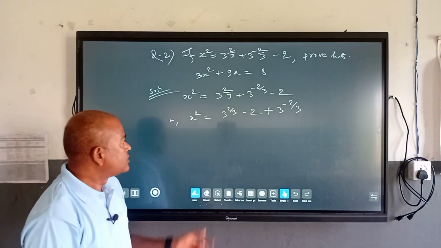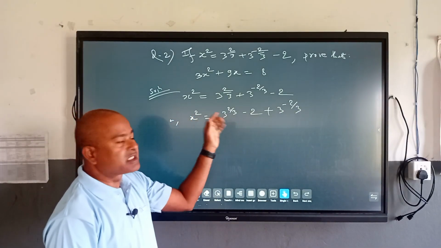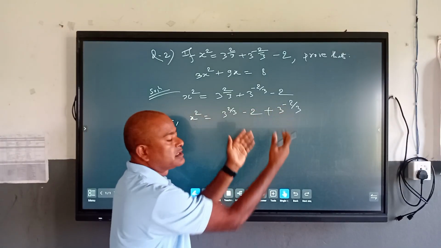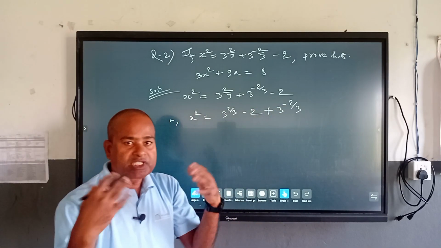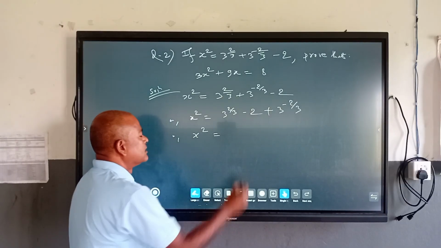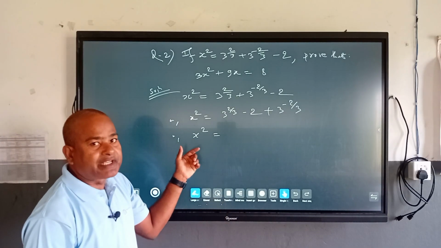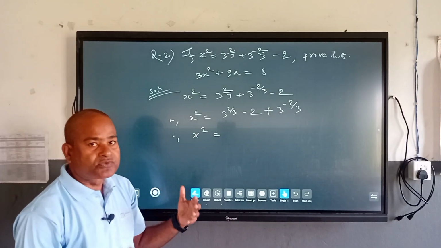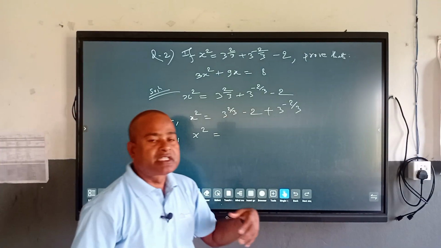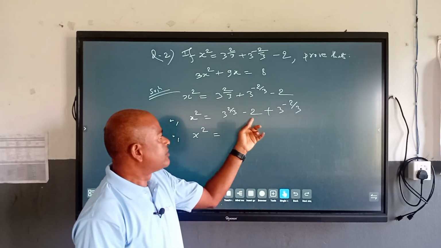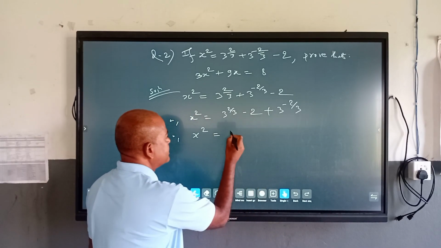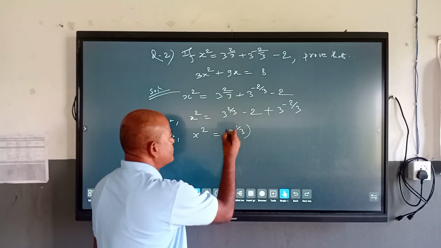So dear students, to get the value of x, at first we have to change the expression of the right hand side into a square form, because the expression in the left hand side is given in the square form. So dear students, this expression we can change into a square minus 2ab plus b square form. So let's change it into a square.